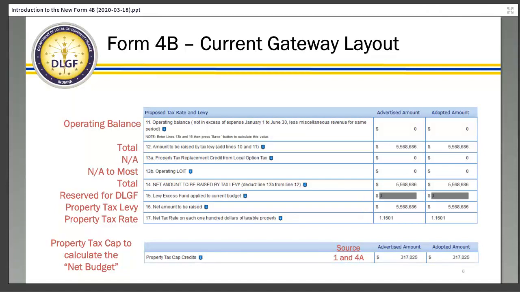Line 17, based on the assessed value presented and the amount of levy to be raised, lets us calculate what we think the tax rate for this particular fund would be. Okay, so that covers those lines.